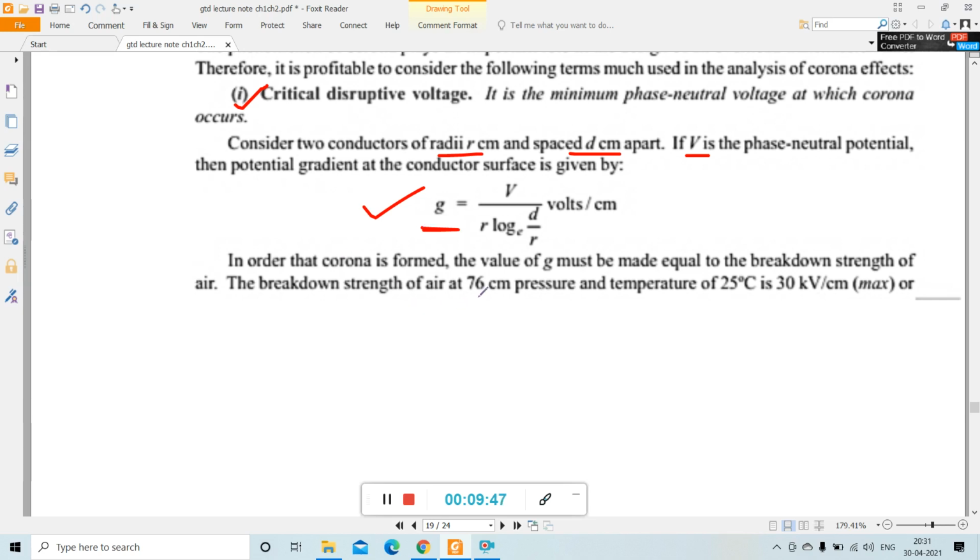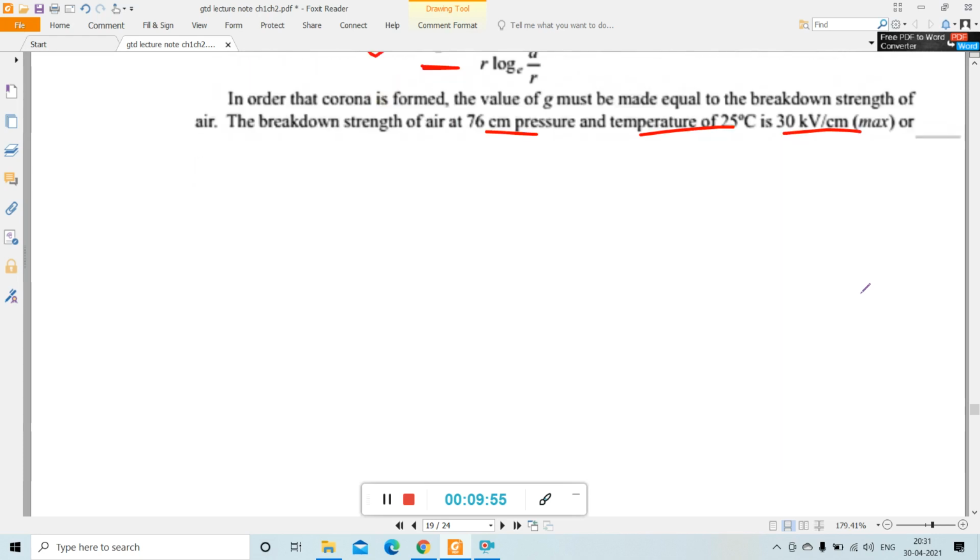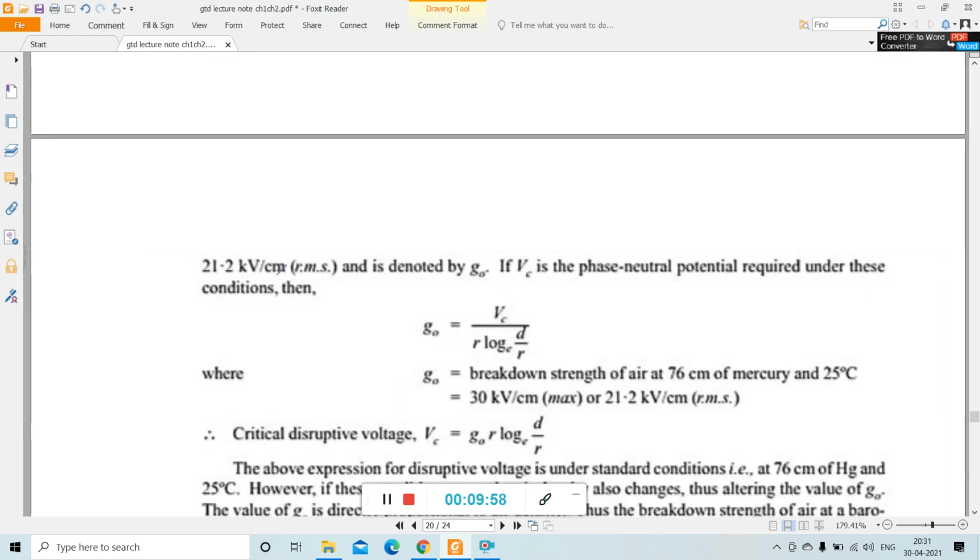The breakdown strength of air at 76 cm of pressure and temperature 25 degrees Celsius is 30 kV per cm maximum value, and its RMS value is 21.2 kV per cm. It is denoted by G0. Here Vc is the phase to neutral potential. So G0 is equal to Vc divided by r log base e d by r, where G0 is the breakdown strength of air at 76 cm of mercury pressure and 25 degrees Celsius temperature.